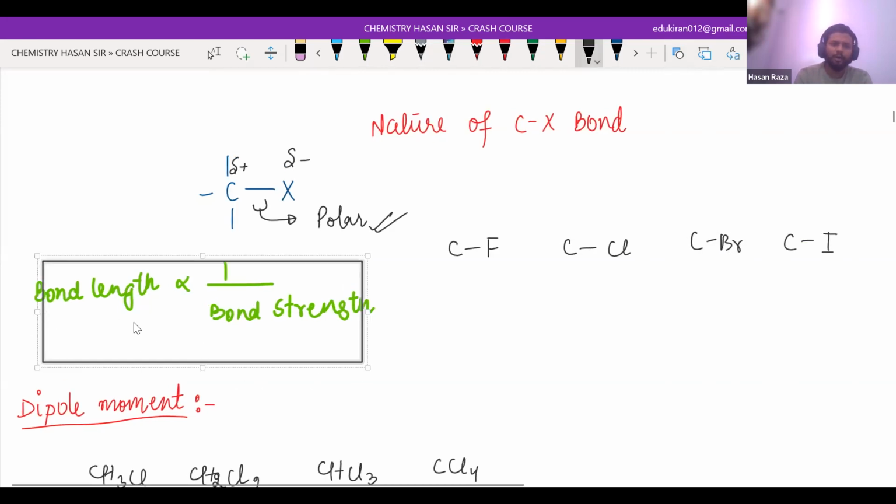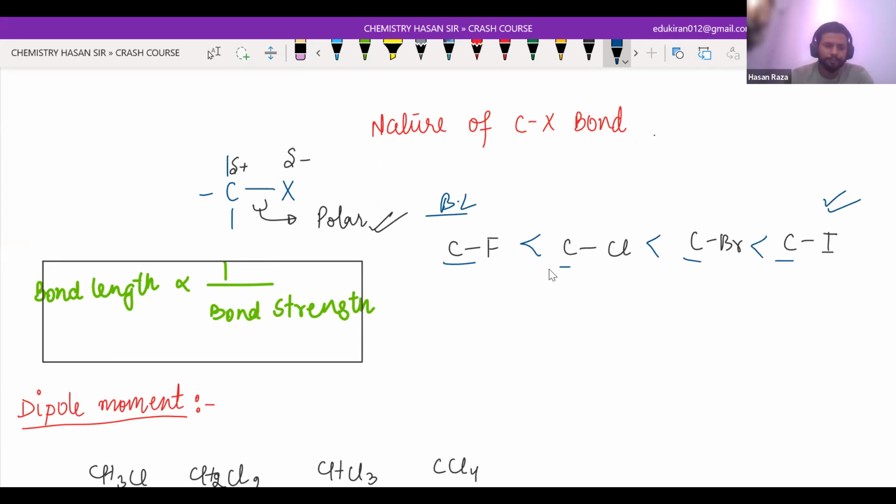Bond length is inversely proportional to the bond strength. If the bond length is greater, then the bond strength will be weaker. And if you are going to decide the bond length, C is common here, so we decide the bond length on the basis of the size of chlorine, bromine, iodine. Since iodine is the largest one, it will have the largest bond length. Is that clear?